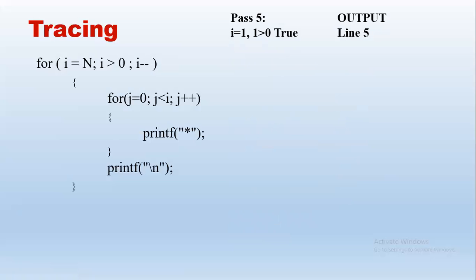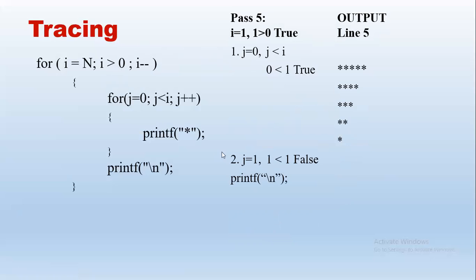In pass 5, i is 1. 1 greater than 0, true. Now we need to print line 5. So we have printed 4 lines already. j starts from 0. 0 less than i, which is 1, true. Now print a star here, so we print 1 star in the fifth line. Now j becomes 1, 0 plus 1, 1. So 1 less than 1 is false. It exits the inner loop, and then we have a \n.